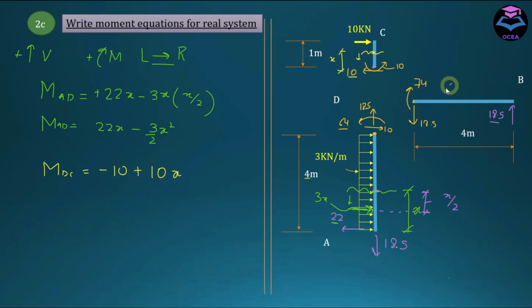And for the last one, let's cut a section again and take this coordinate as x. And MDB is equal to this 74 moment, which is acting in clockwise direction, so this is going to be positive. And we have this force which is creating a counterclockwise effect about this section, so this is going to be negative. It has a perpendicular arm of x.